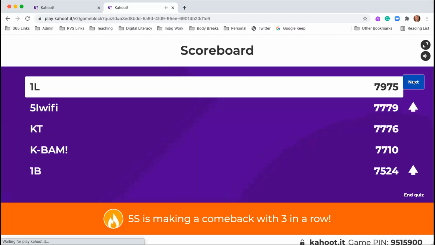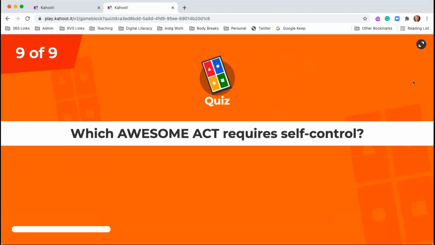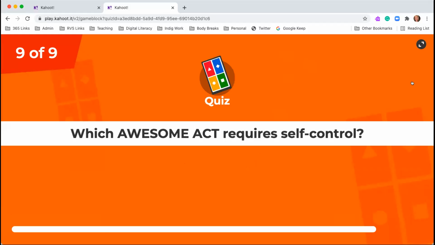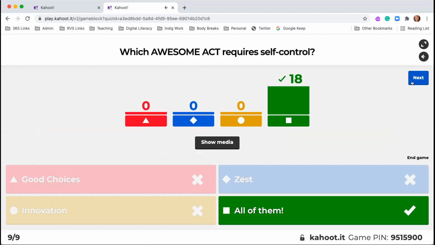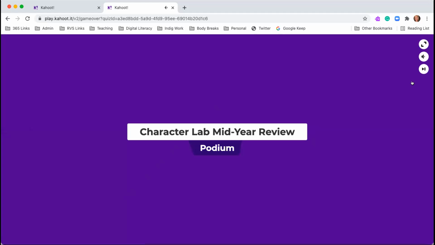Amazing. And one more. Which awesome act requires self-control? Is it good choices? Is it zest? Is it innovation? Or is it all of them? Interesting. Miss Prudham, I'm recognizing as we did this, we've learned a lot about character this year. A lot about character. Oh, it is all of them. Everybody, it is all of them. That is awesome. All right.